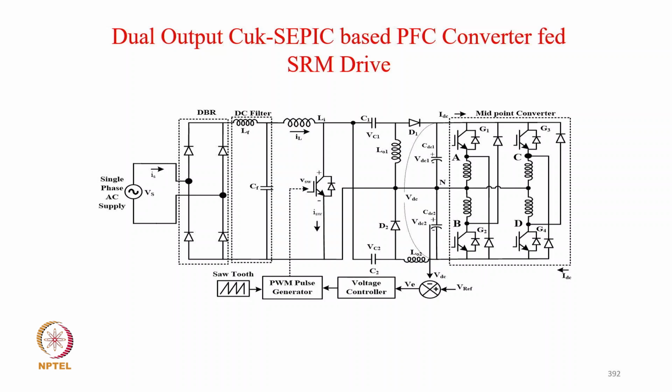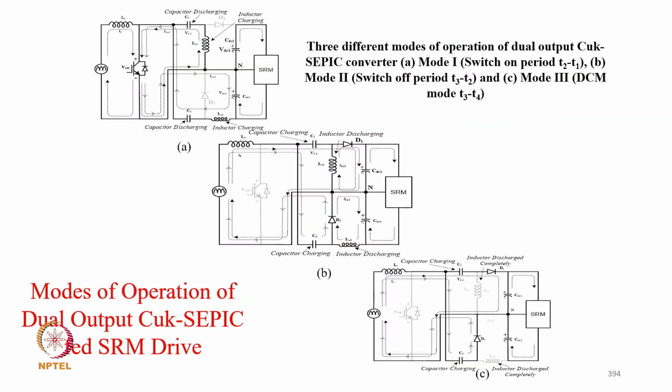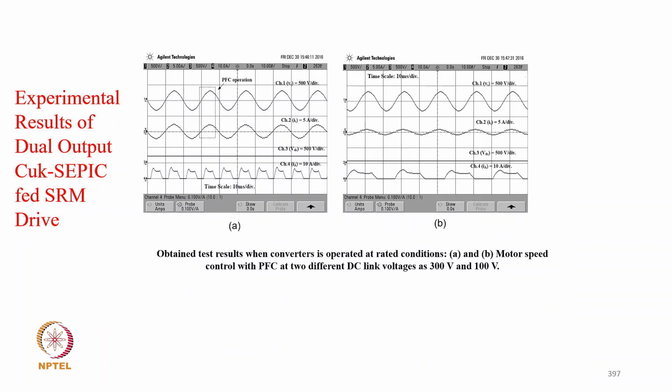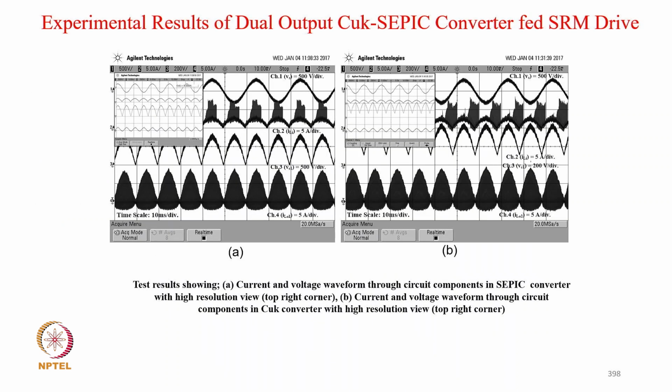Another converter, dual output converter, power factor corrected. Then the different modes, waveform, typically an experimental result. So you can say supply voltage, supply current is in phase with the supply voltage and DC link voltage. Four winding currents at low speed and high speed. Then typically performance and speed control, two different speeds, 300 volt DC link and 100 volt DC link, and typically your waveform during different modes of operation.